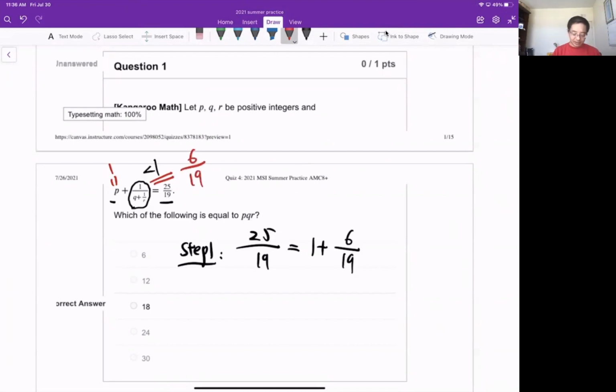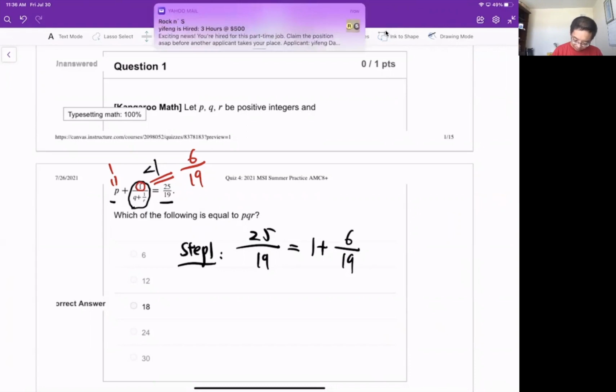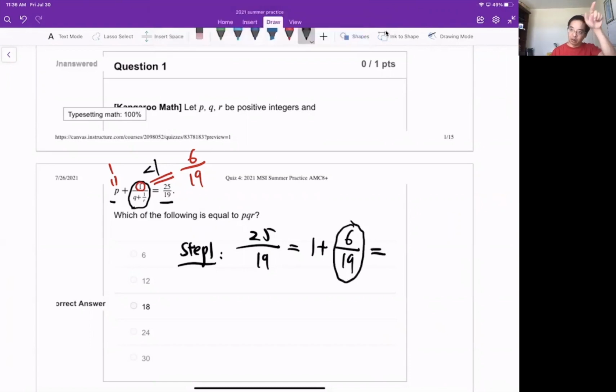Now, what we really want is something that has 1 in the numerator. How should we do that? Step 2. How should we write this as something that has 1 in the numerator? We just flip it, right? So here's 1 plus 1/(19/6).